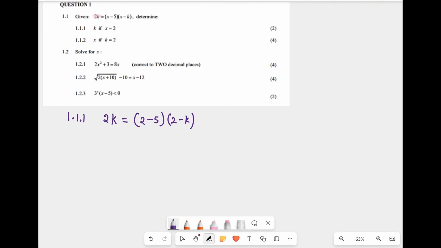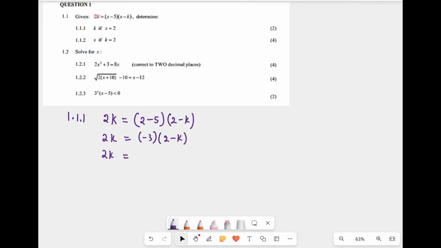So now, we are going to have 2k is equal to, now 2 minus 5 is the same as negative 3 into 2 minus k. And then from here, we have 2k is equal to, and then multiply the brackets out.